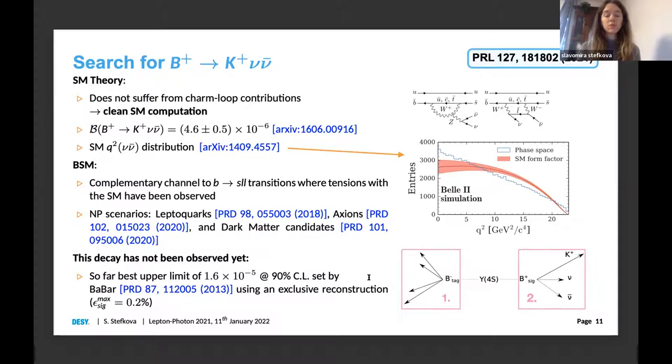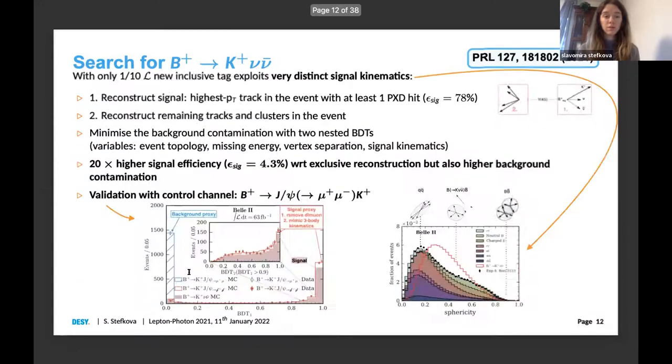And they have measured this using an exclusive tag event. So in this case, one would usually reconstruct the companion B, and only after that, one would reconstruct the signal B. This, however, usually leads to quite low efficiency. Since in our case, we only had a subset of that luminosity available, we have decided to exploit a new method using a so-called inclusive tag, which is based on exploiting the differences between the signal and the backgrounds. And in this case, we would first reconstruct the signal, and only after that, we would go on and reconstruct the remaining tracks and clusters in the event.